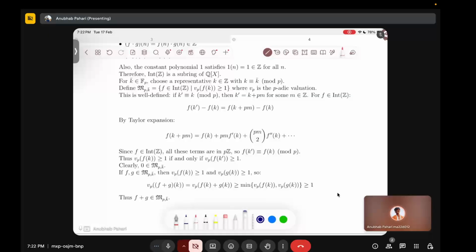Since f belongs to Int(Z) and all these terms are in pZ, therefore f(k') is congruent to f(k) mod p. Thus v_p of f(k) is greater than or equal to 1 if and only if v_p of f(k') is greater than or equal to 1.